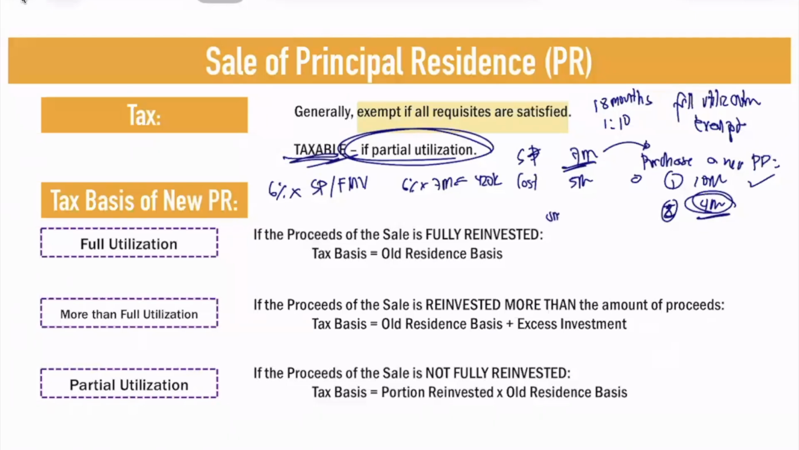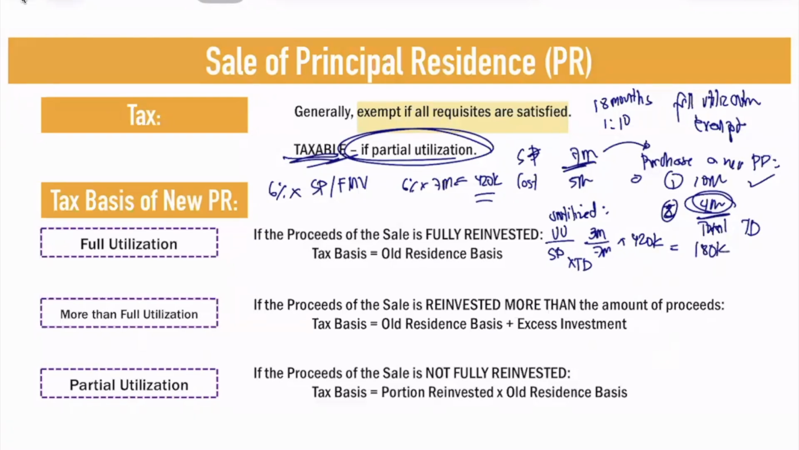So what is the unutilized? The unutilized portion is 3 million. So 3 million out of 7 million multiplied by the tax due of 420,000: unutilized divided by the total selling price multiplied by the tax due is your total tax due. Okay. So 3 million divided by 7 million times 420,000. Then, our tax due is 180K.